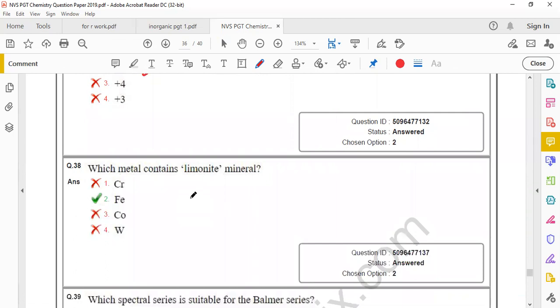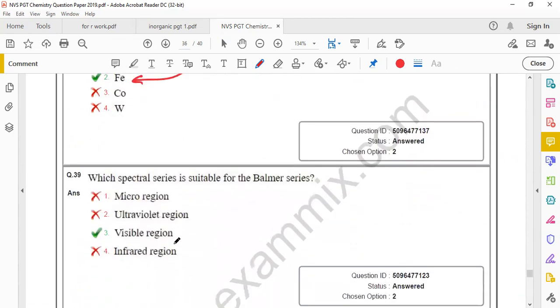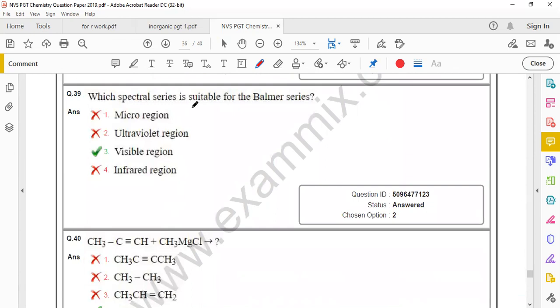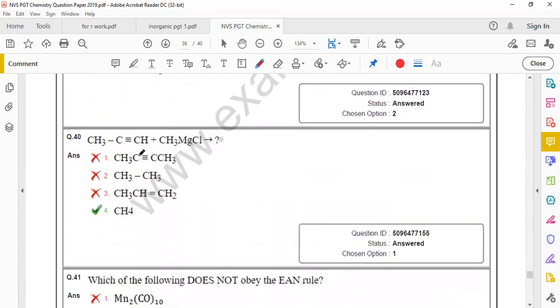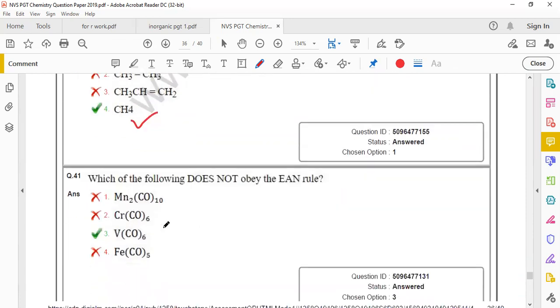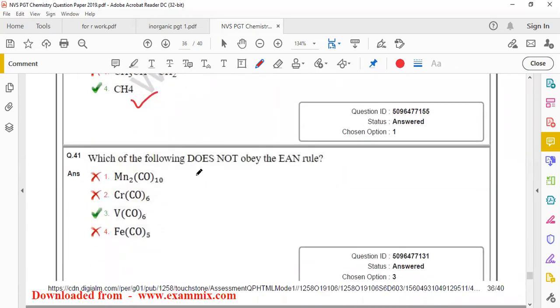Next question is, which metal contains limonite mineral? Limonite is the mineral of iron. Next question is, which spectral series is suitable for Balmer series? Balmer series falls in the visible region. Next question is, here is CH3-C≡CH. So it is propyne. When it reacts with Grignard reagent CH3MgCl, what will happen? We will get methane.